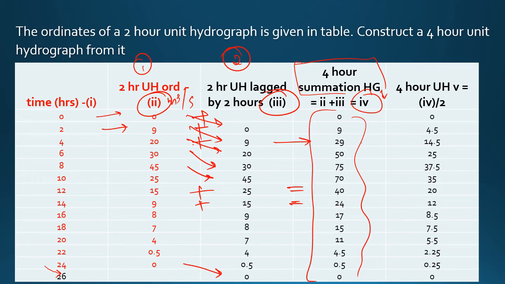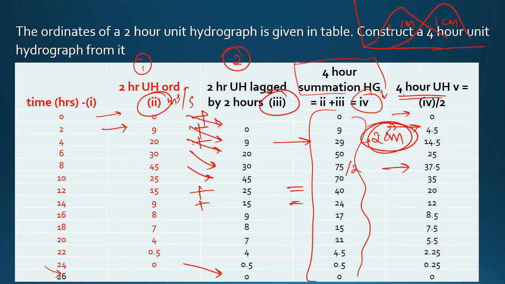Now this summation hydrograph will have a runoff depth of 2 centimeter, as we are summing up 2 curves here. This is the given unit hydrograph and this is the curve that we have lagged. So each will have 1 centimeter runoff depth. Therefore the summation hydrograph will have a runoff depth of 2 centimeter. So to find the unit hydrograph of 4-hour duration, we have to divide the ordinates of the summation hydrograph by 2. That is 0 by 2, 0. Then 9 by 2, that is 4.5. 75 by 2, that is 37.5. 24 by 2, that is equal to 12.